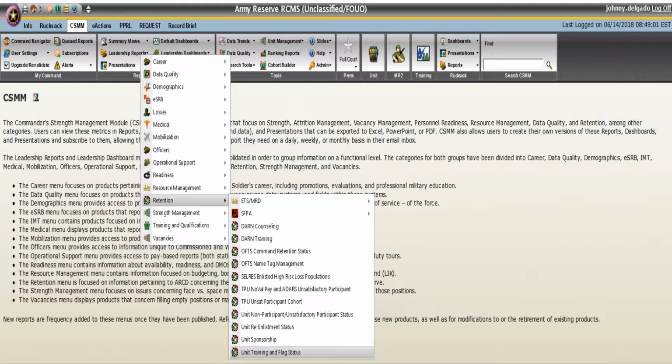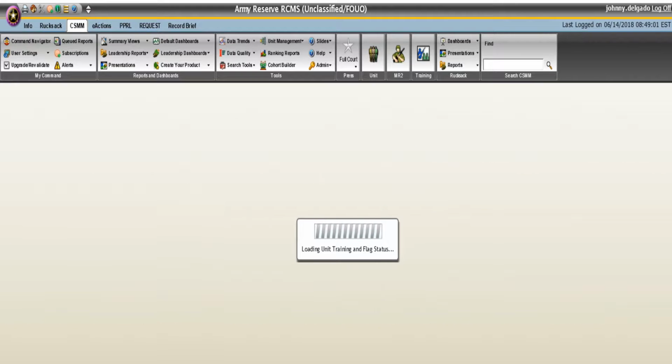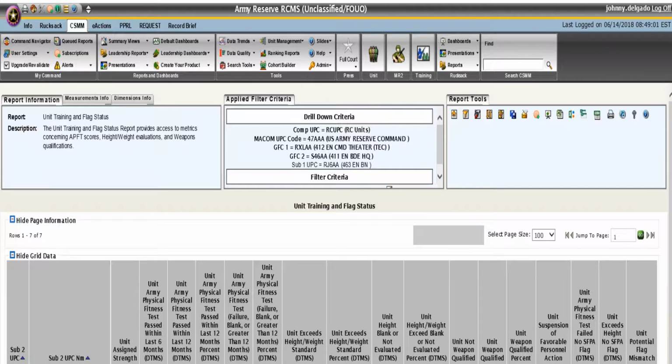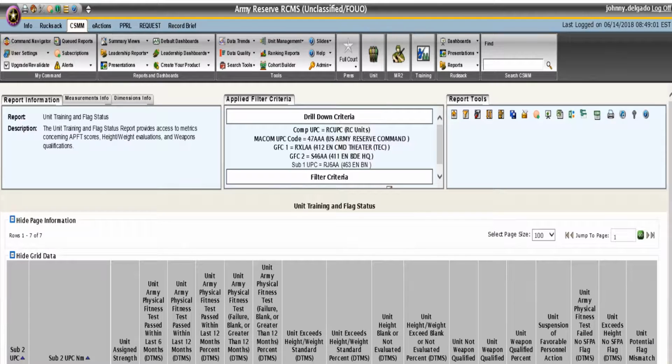But anyway, you can click on the unit training and flag status right there, and what's going to come up is a lot of good solid information that units and downtraces really need to be tracking. One of the big things I'd like to point out: we went over flags in the last video. This is another place where you can find all of your flags, right here on this unit suspension of favorable action. That's another single click place that you can find a listing of all your flags. Now, what I find even more important are these three categories here.